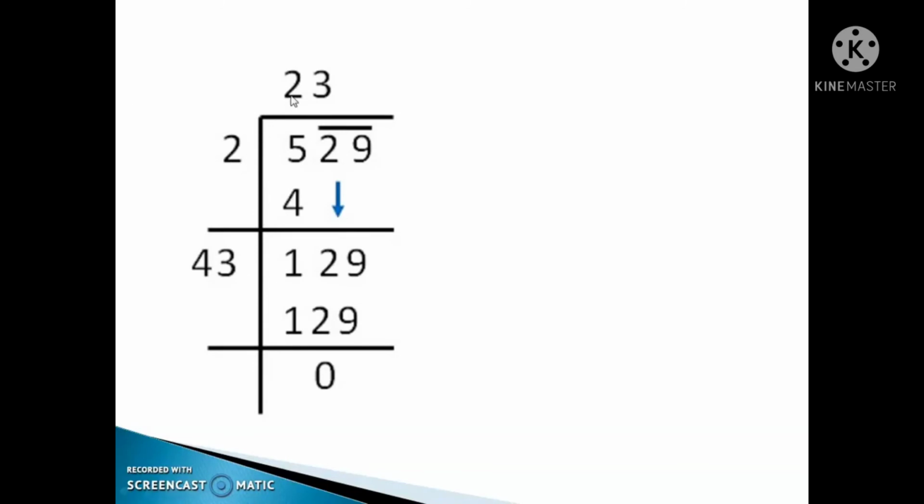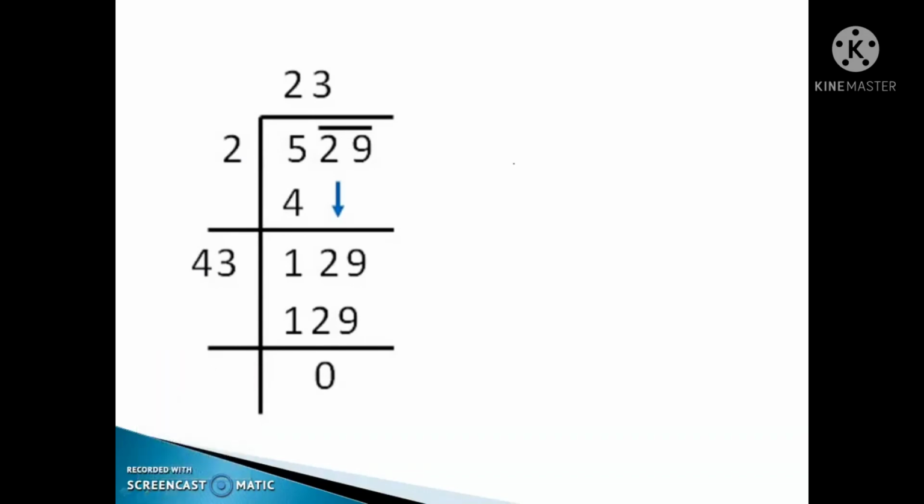So, 2 into 2, 4. Subtract 5 minus 4, 1. Bringing the second pair down, 29. So, which is the number you got here? 129. Now, 2 plus 2, 4. Now, how did I get 3?